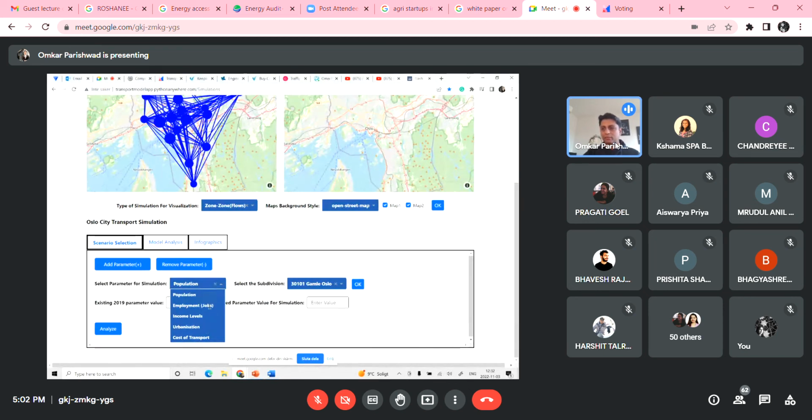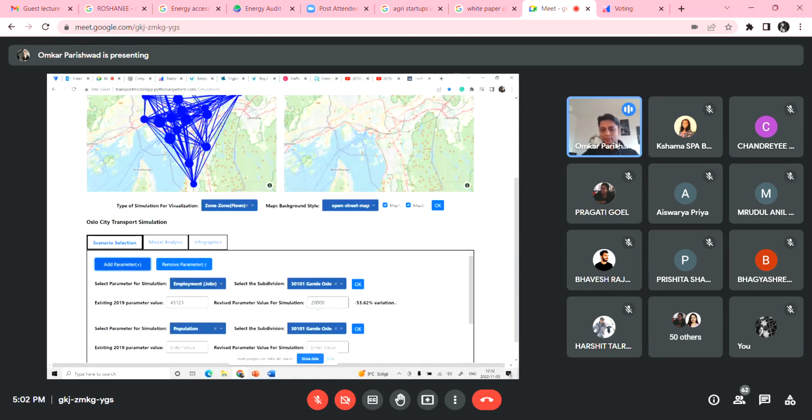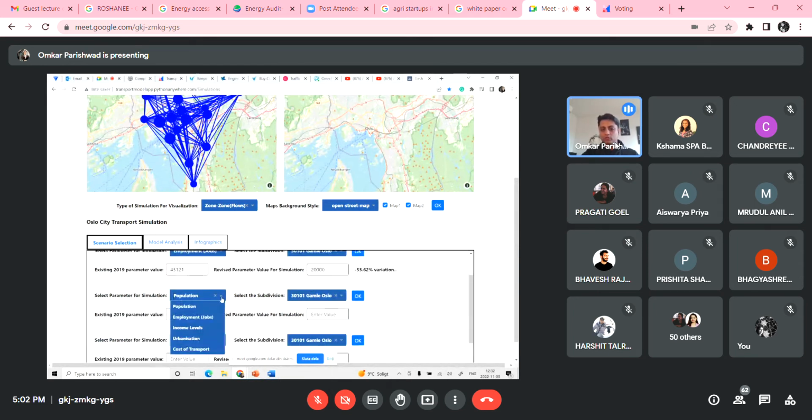So employment, like we saw during the COVID times, people are working from home, which means that the employment would no longer hold in that particular subdivision since they're working from home. So if we know that 50% of the people are working from home, we would reduce the employment for that subdivision by a certain percentage. So this is 43, I would just have a reduction of almost 50%, saying that employment for this subdivision has reduced.